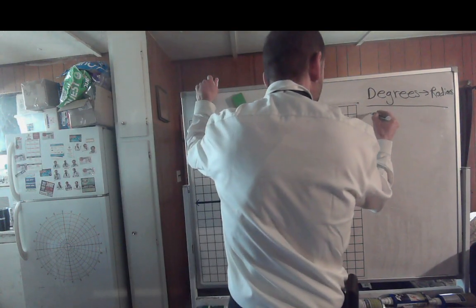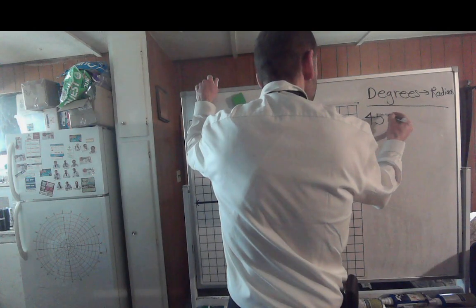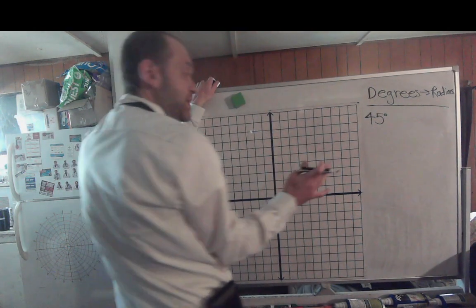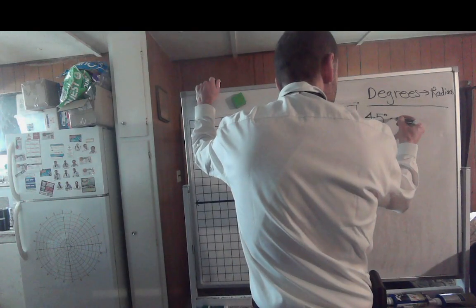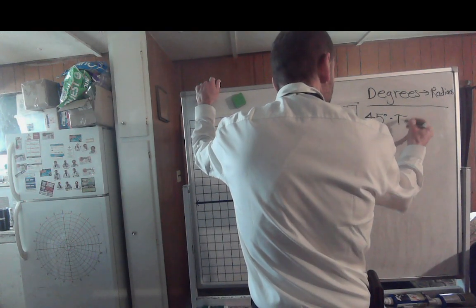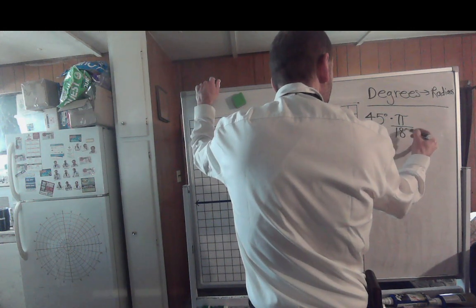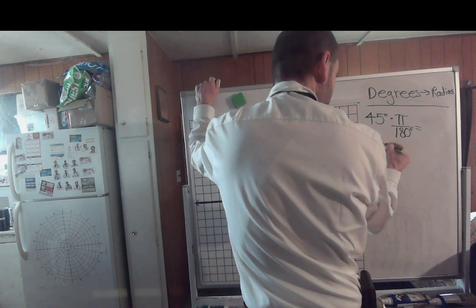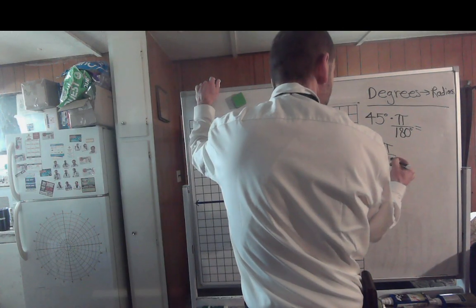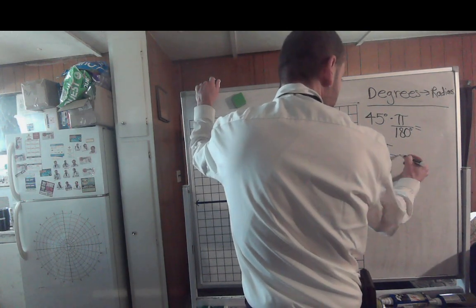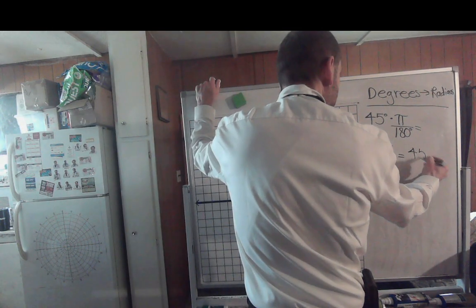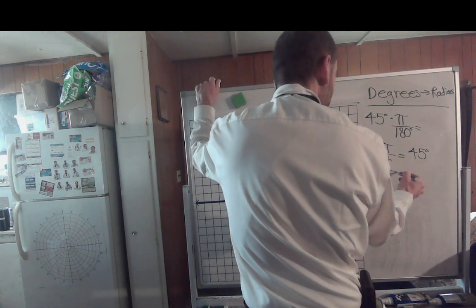Let's do a 45 degree. So 45 degrees, that's going to be the same as 45 degrees times pi over 180 degrees, which would convert into pi over 4. So 45 degrees is the same as pi over 4 radians.